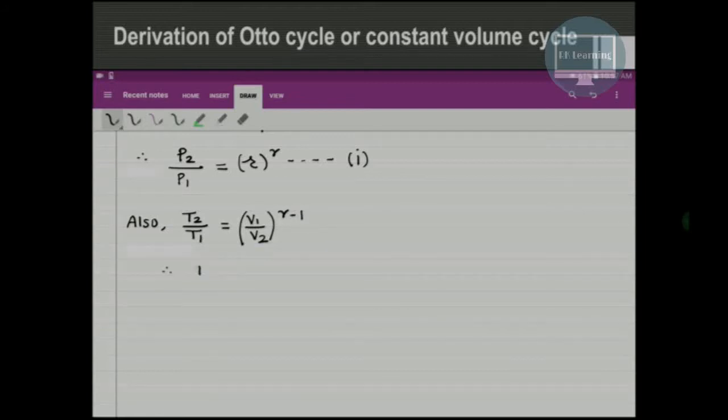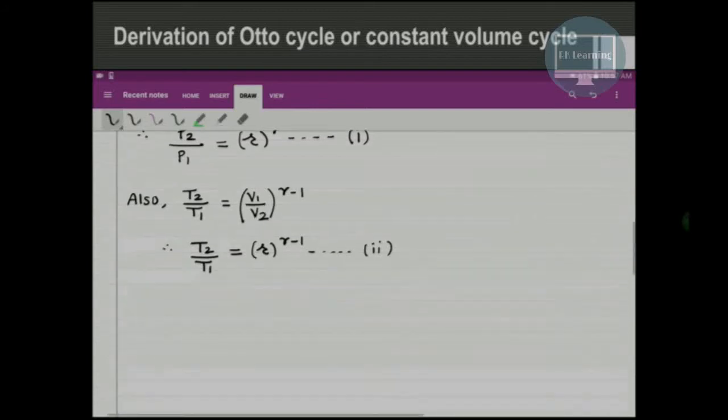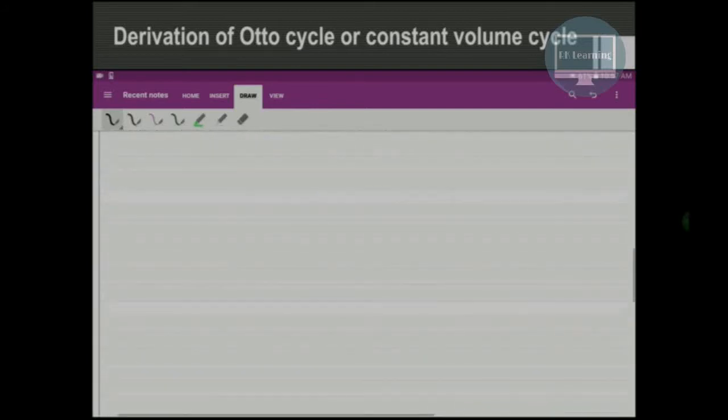So therefore we can say that T2 by T1 in this particular case is equal to, again we know that this is compression ratio, so it is R raised to gamma minus 1. So we'll call this our second equation. Now we'll consider the next process. The next process is what? It is the heat addition process or heat supply at constant volume process.